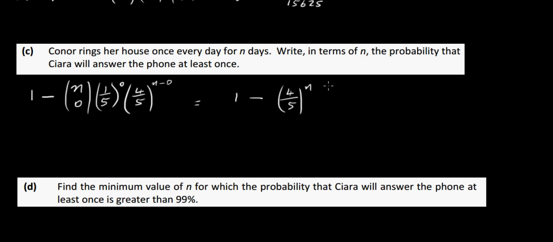So that's really it. I mean, you could maybe do something like this: 4 to the power of n over 5 to the power of n. Maybe add these two fractions. That'll give you 5 to the power of n minus 4 to the power of n over 5 to the power of n. But really, this is where I would be more inclined to finish. So let's move on to the next part of the question then.